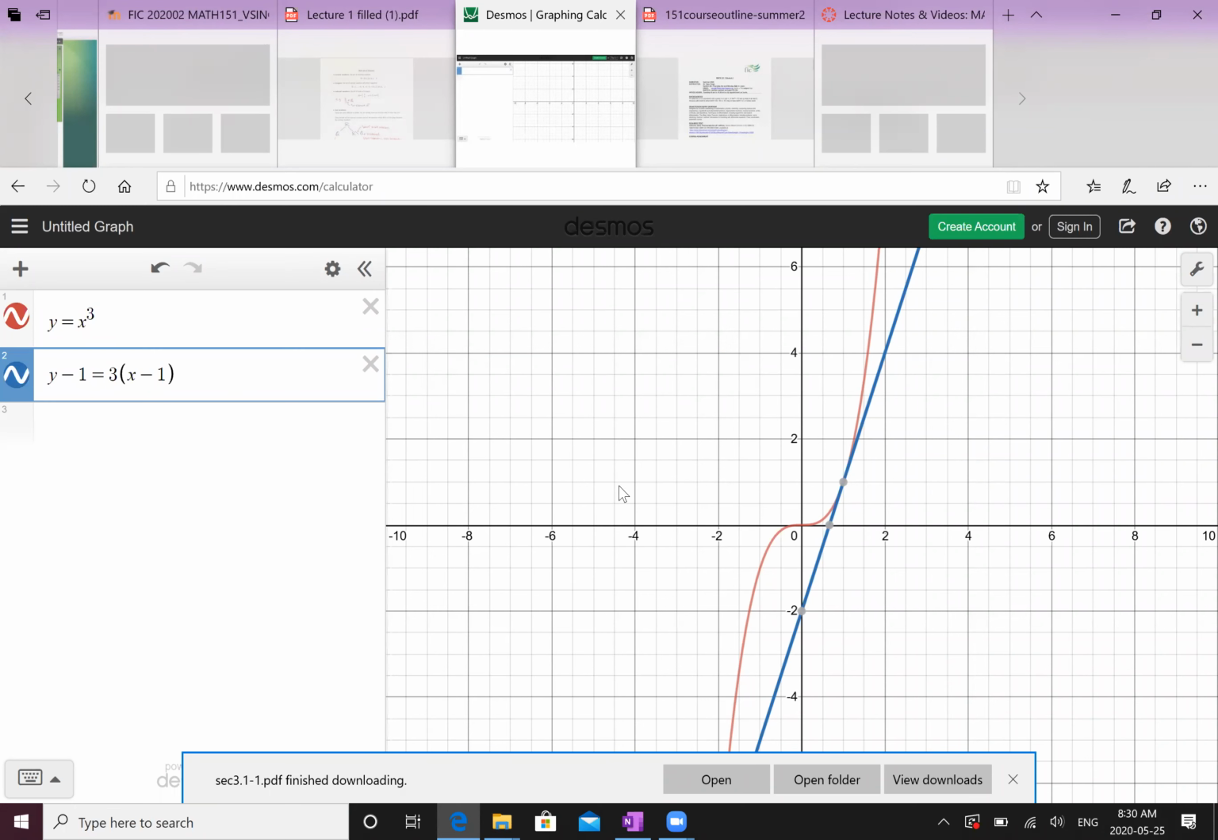And now if you look at this graph here, we have already found out that the equation of the tangent line to y equals x cubed at (1, 1) is y minus 1 equals 3 times (x minus 1). And you can see graphically that this is what is happening. All right. So does that make sense? Yeah. All right. So let's go back.